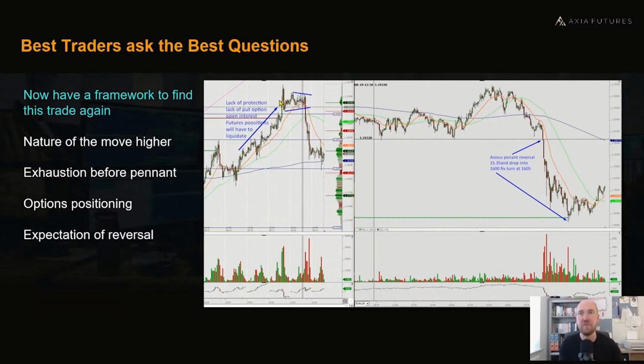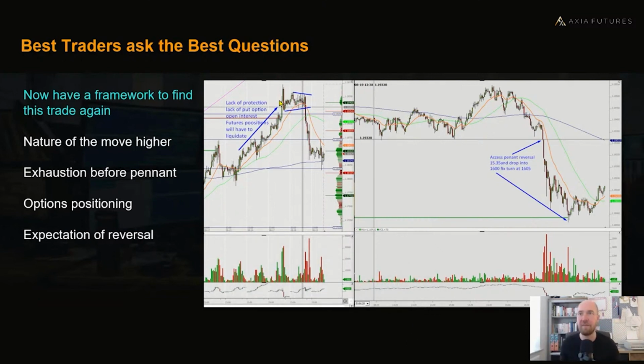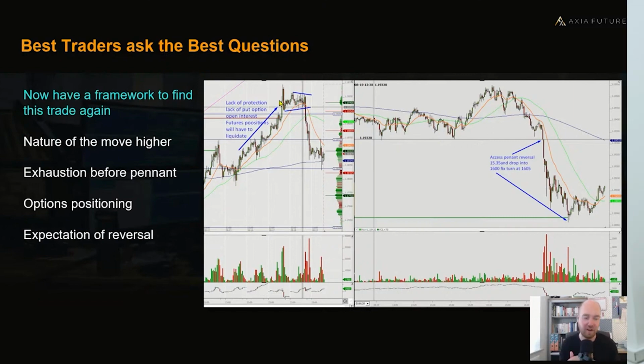Once that's happened, you've now got an expectation of reversal. But the expectation of reversal is not that it must happen. It's about the nature of how it will happen. Again, now you're looking at it from the point of view. Now you know what you expect to happen. As soon as that starts to play out, now you've got a trade. That's the whole point about having a framework for how you look for this trade in future.